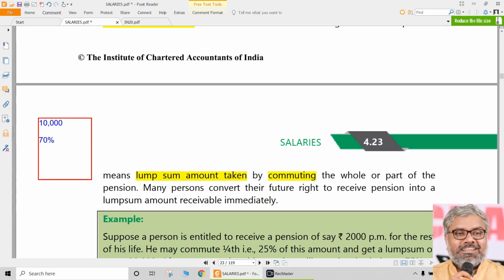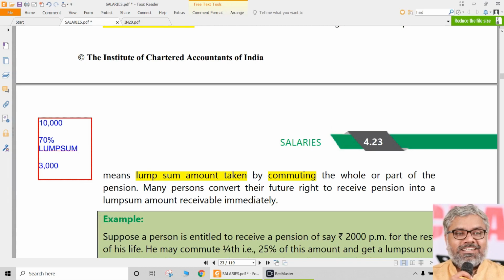So if he commutes 70% of the pension, that means in future he will not receive 10,000 rupees. He will receive only 30% of 10,000 rupees. That means 3,000 rupees only he will receive in future as monthly pension, because he has exchanged 70% of the pension for a lump sum payment. So the 70% commutation happened for a lump sum amount. A lump sum amount is going to be given for this 70%.